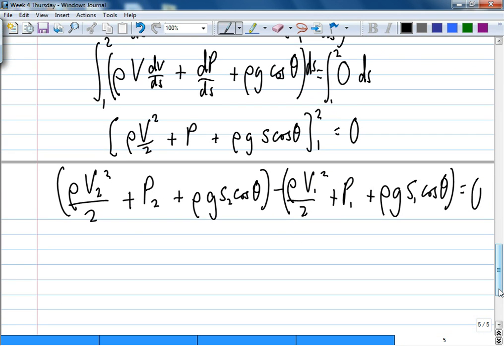Is that okay? So basically this equals to this. Can I say rho v2 squared over 2 plus p2 plus rho g s2 cos theta is actually rho g h2? Okay. s2 cos theta is just h2, the height at point 2. Is that alright? Okay or not?